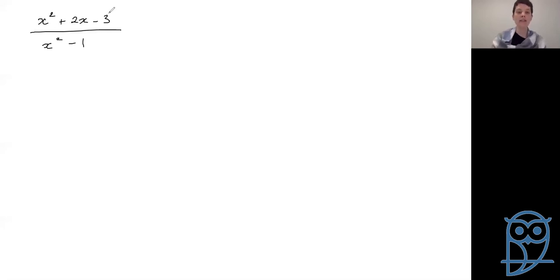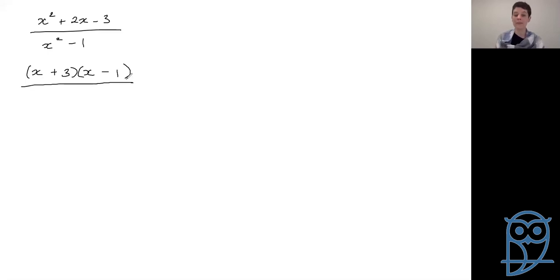So factors of 3 that subtract to give 2, 3 and 1. So on the top, we have an x and an x, plain x's. We have a 3 and a 1. We want to make a plus 2, so we need a plus 3 and a minus 1.